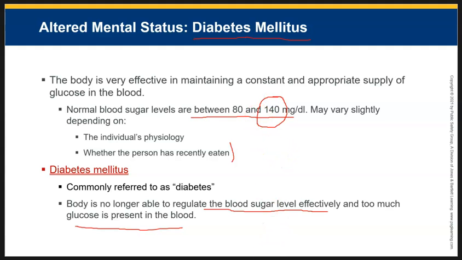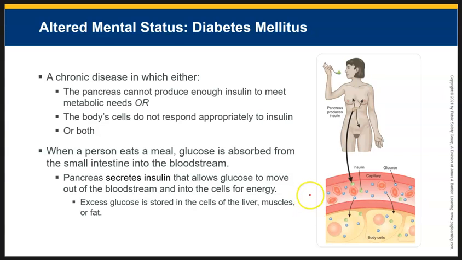So diabetes mellitus is a chronic disease in which either the pancreas cannot produce enough insulin or your body cells don't respond to the insulin. And so we'll talk about type 1 and type 2 diabetes. Now, physiologically what occurs is when a person eats a meal, glucose goes from the small intestine into the bloodstream, and then the pancreas secretes the insulin that helps that glucose move across the cell membrane into the cell to be used for energy in the mitochondria.